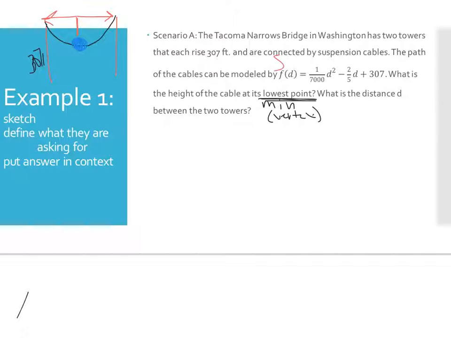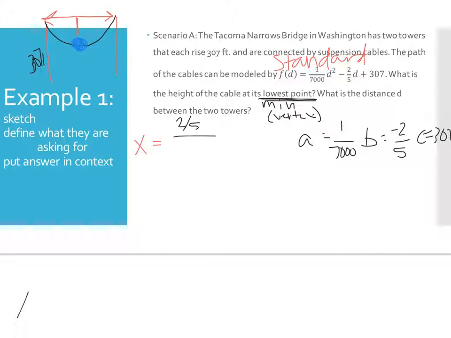One thing I'm going to notice is that this is in standard form. So to find our lowest point, our vertex, we need to use x equals the opposite of b all over 2a. So I have a, b, and c as 1 over 7,000, negative 2/5, and 307. So I'm going to do 2/5 divided by 2 times 1 over 7,000.